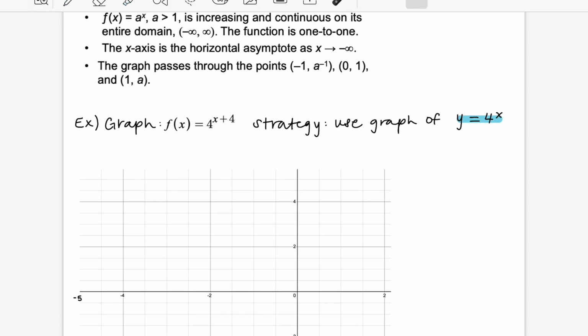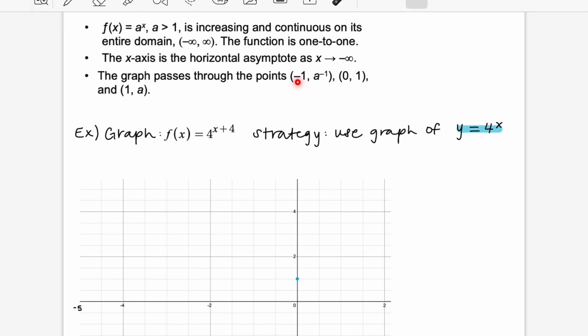So first we know that the graph is going to pass through this point here, (0, 1), for this graph here. So (0, 1) would be right about here. That's going to be our y-intercept. We also know that the graph is going to pass through the point (-1, a to the -1 power). We're looking at this function, where a is going to be 4 here. So this will be 4 to the -1, which is 1 over 4. So that means this point here is going to be (-1, 1/4).